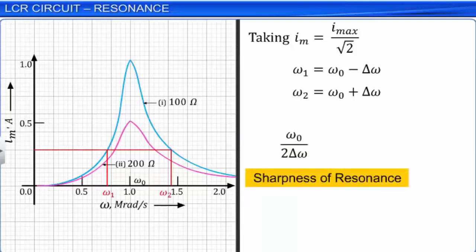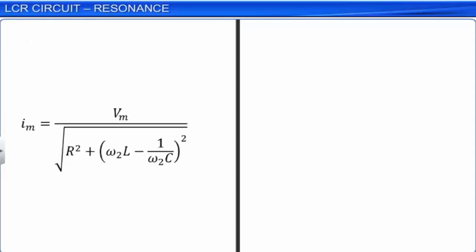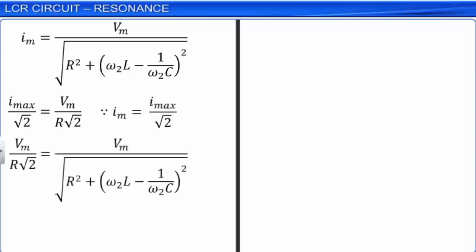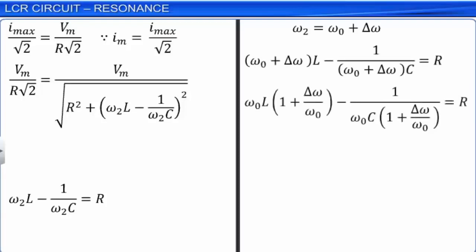Let us now calculate the value of delta omega using equation 1 for the angular frequency omega 2. Since the amplitude of current is 1 by root 2 times the maximum current at resonance, we get I max by root 2 is equal to Vm by R into root 2. On simplifying, we get omega 2 L minus 1 by omega 2 C is equal to R. Substituting the value of omega 2 equal to omega naught plus delta omega in this equation, and simplifying, we get equation 3 as shown.